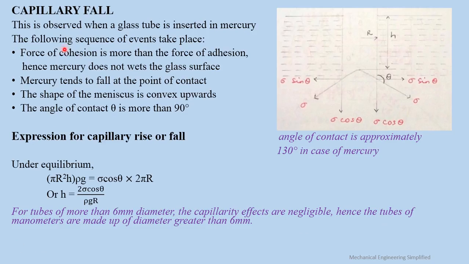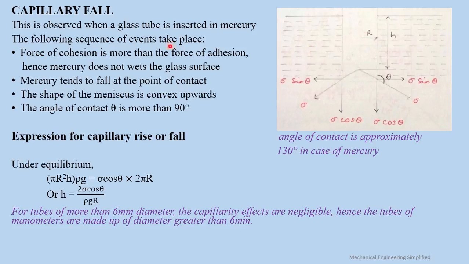Then another phenomenon, capillary fall. This is observed when a glass tube is inserted in mercury. So in this case you can see that this is the general adjacent level of liquid, and the liquid inside this capillary tube, when it is dipped in mercury, falls. From this level it falls down.